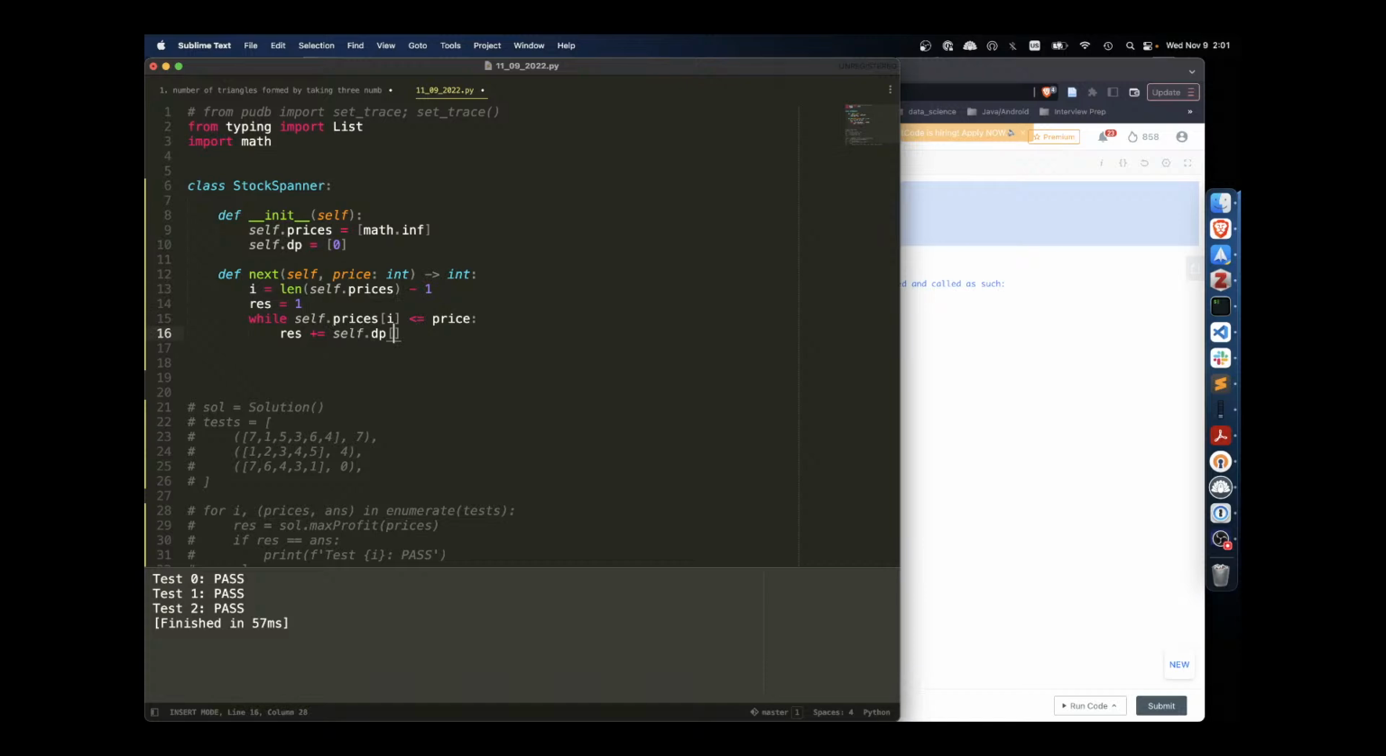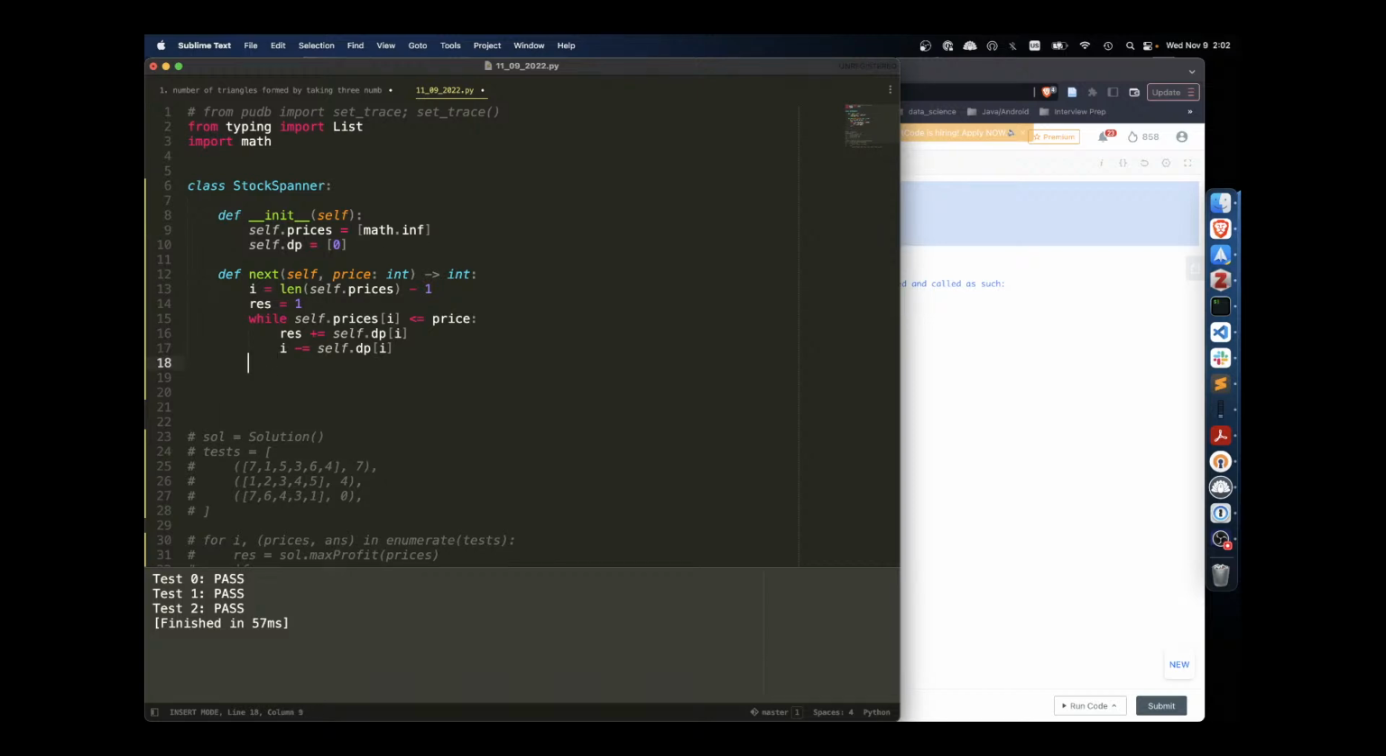self.dp[i]. When I add that, and I minus equal to self.dp[i], then we go again. Because I have this, right? So eventually, if for instance it just keeps going up, and then we go to the last one, it's going to be larger. Then we'll jump out. Then we will return.